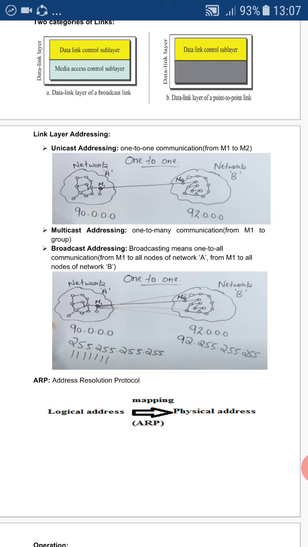In link layer address, we mainly have three types of addresses: unicast address, multicast address and broadcast address. So before studying these addresses, first let us study why we require link layer addressing. The solution is, when two end devices communicate using the internet, only IP addresses are not sufficient. Along with the IP addresses, we also require link layer addresses for communication.